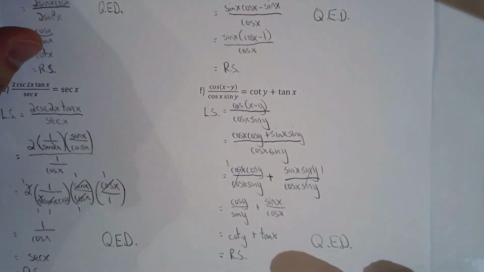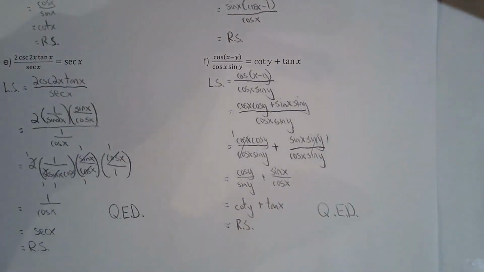So this lesson is very nice because it puts together everything we've done. We learned some cofunction identities, double angle, half angle, compound angles. So with all those tools, you can prove the identities. And that is the end of chapter 4.